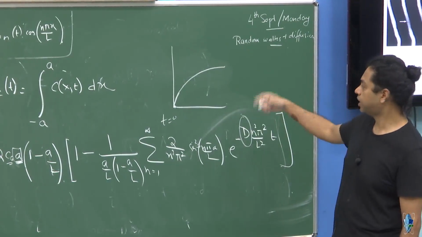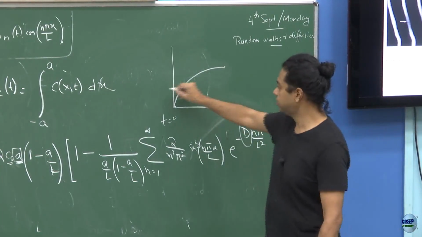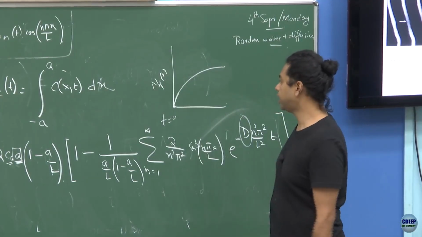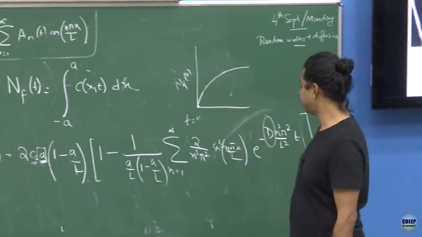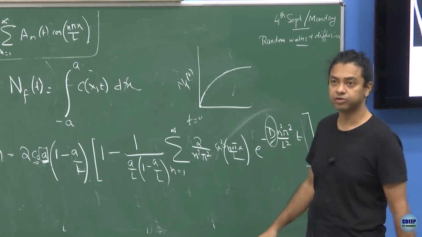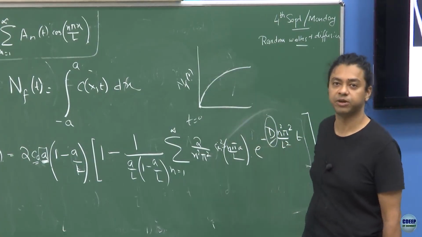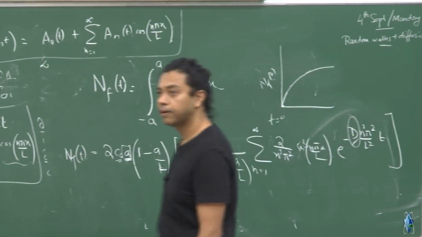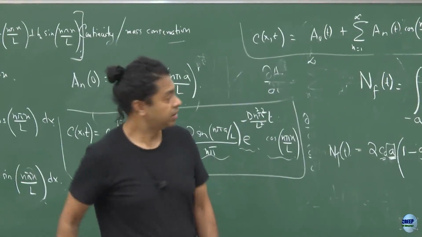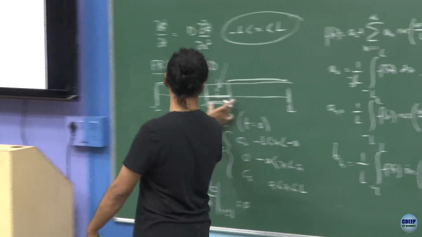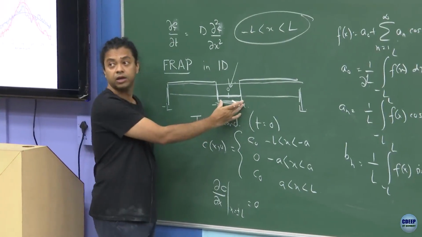So like I said, you have this curve N_F(t), you compare it to the experimental results, and the only unknown parameter is your diffusion coefficient. So you see what value of diffusion coefficient matches the recovery curve from experiments. It is just the integrated intensity inside your photo bleached region, minus A to A.